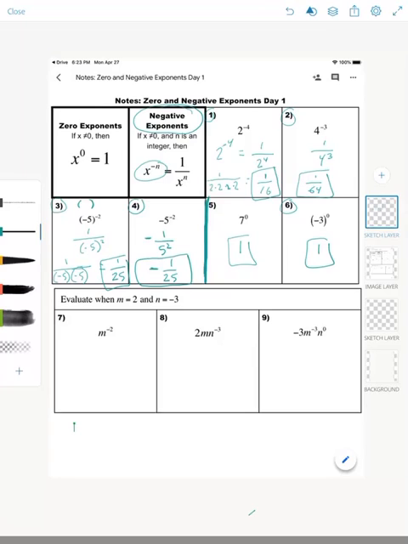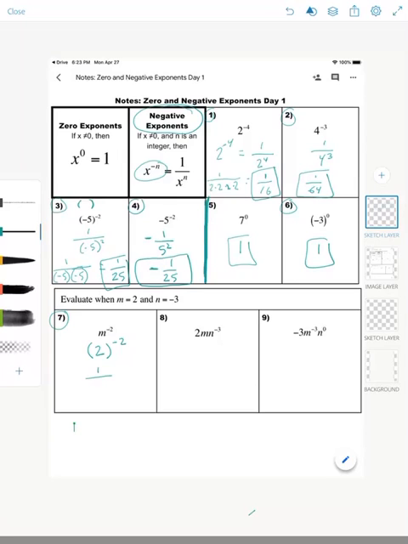Okay, so these last ones, we're going to actually substitute in, and the key here is when you substitute, you're going to use parentheses. If you don't, you will make a mistake at some point. So, number 7. We're going to evaluate m to the negative 2 power when m is 2. So instead of m, we're going to put a parenthesis, and in place of m, we're going to put a 2. And now we follow our rules.